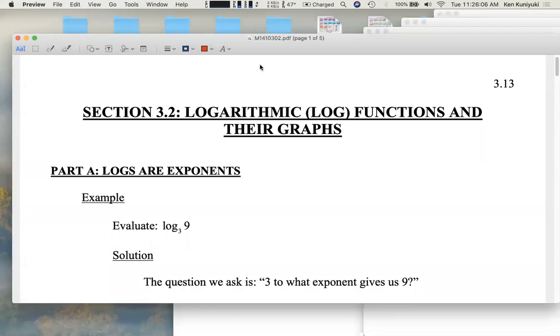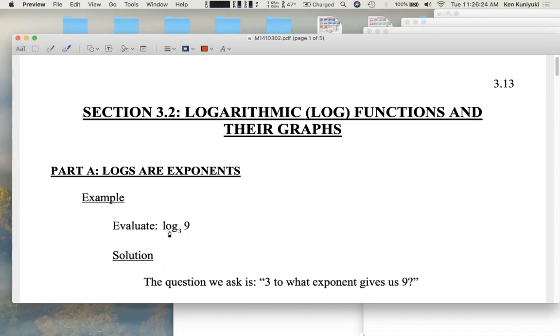Hi everyone, let's start section 3.2 on logarithmic or log functions and their graphs. A key thing to remember is that logs are exponents. Logarithms are exponents. Let's say we want to evaluate log base 3 of 9.